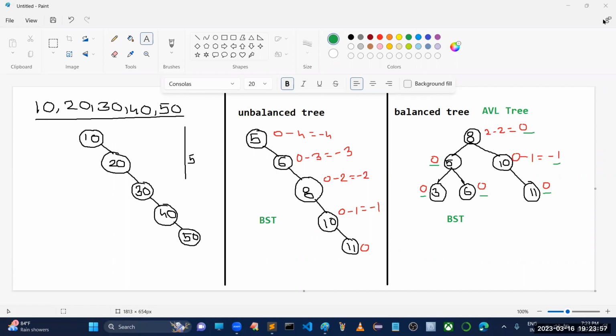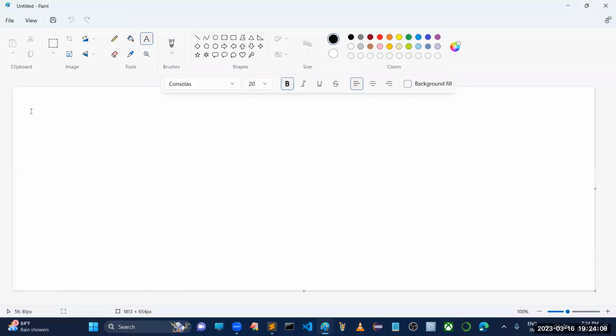Right. So the next one, what we have here is, of course, I want to take diagram only, a new diagram I'm taking. Here I want to insert some nodes like 10, 20, 30. Three nodes are there. Sir, how many nodes are there? The number of nodes will become 3.